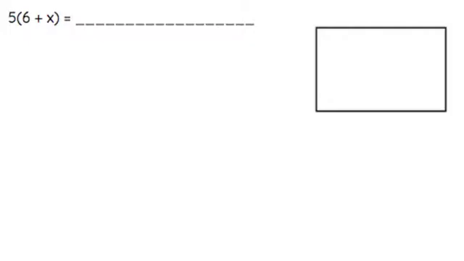Now let's try this next one. Again, it's 5 times 6 plus x. So that tells me that if I'm using a generic rectangle, my height is 5, my base is 6 plus x.